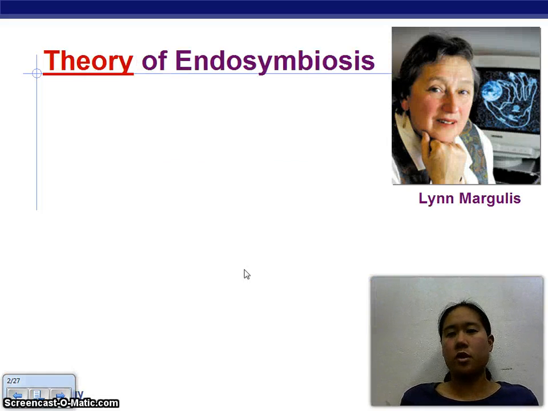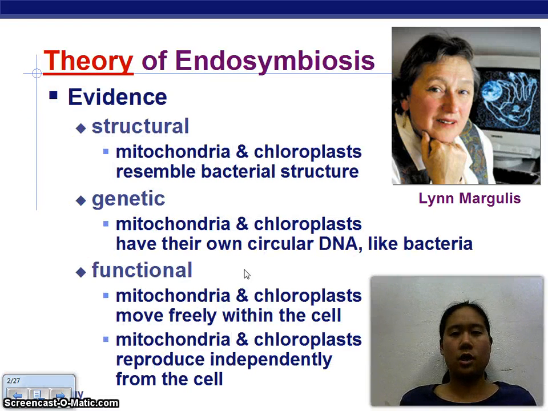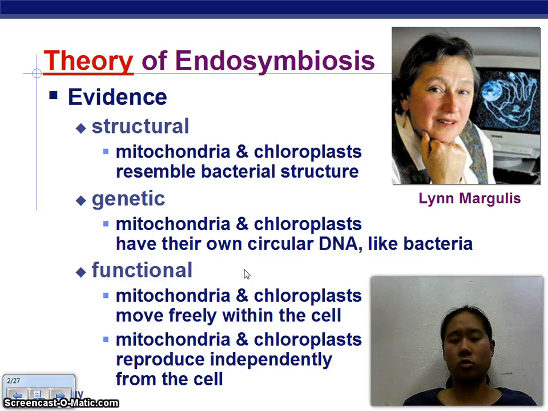So who came up with the theory of endosymbiosis? Lynn Margulis, a pretty famous person in the world of science. She was able to look at multiple forms of evidence, both structural. She saw that there was a lot of bacterial shapes to them. She looked at genetics, so mitochondria and chloroplasts have circular DNA like plasmids, and they're also functional.